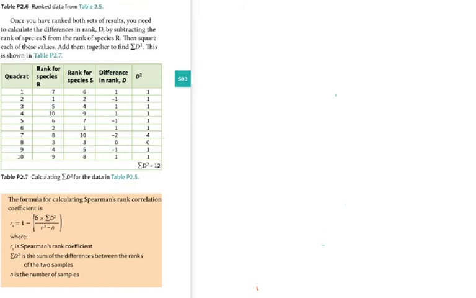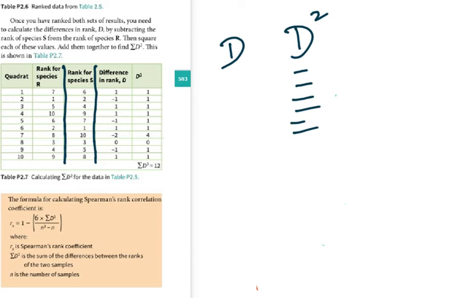Now, once you've ranked both the species, see the rank of species R is here, rank of species S is here. Now you calculate the difference in rank. So 7 minus 6 is 1, and then you do the d square of it. So d is the difference, and then you do the d square. If you look at quadrat 1, the rank for species R was 7, the rank for species S was 6, so 7 minus 6 is 1, so 1 squared is 1. Similarly for 2, 2 minus 1, and then 1. Now you add all the d squares, and the sum of d square is equal to 12.